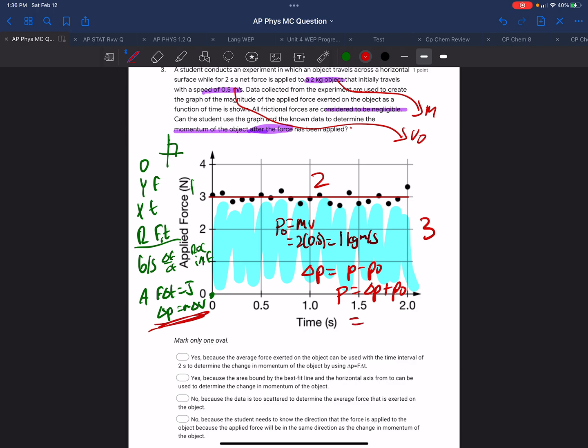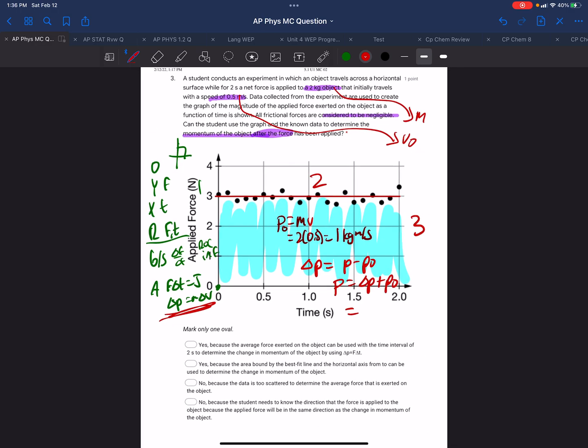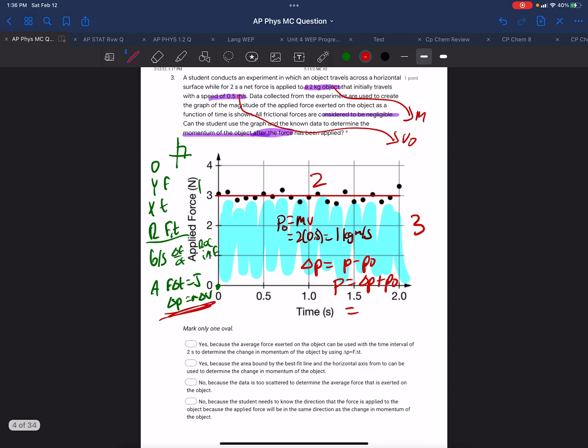So we have a change in momentum that is equal to 6, and we know it's positive 6. The initial momentum is the mass times the velocity. We are given the speed, which is 0.5, which means the velocity could be either plus 0.5 or negative 0.5. So the momentum is either positive 1 kilogram meters per second or minus 1 kilogram meters per second.